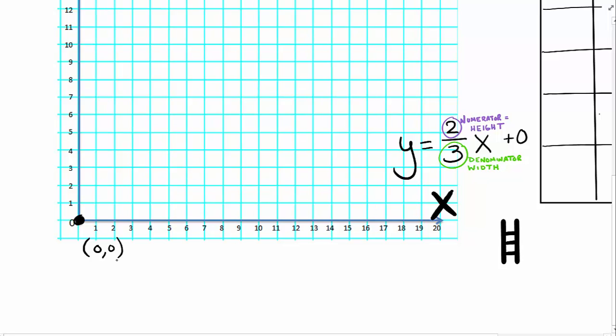Now, let's build the stairs. We're going to have a height of 2 and a width of 3. So that means I'm going to, from 0, 0, make the height of my stair, or my riser, 2, and I'm going to then move 3 units to the right, and I'm going to make my next point.